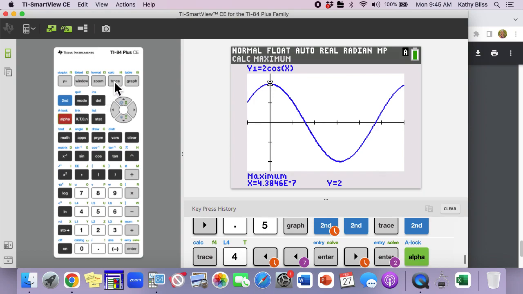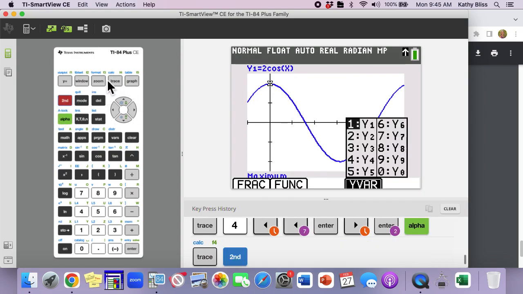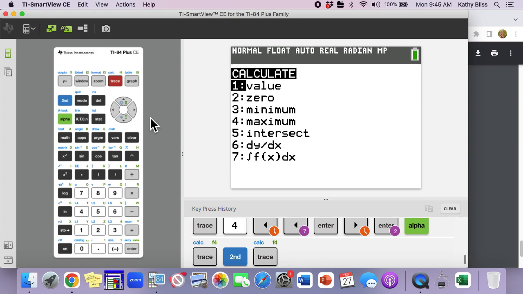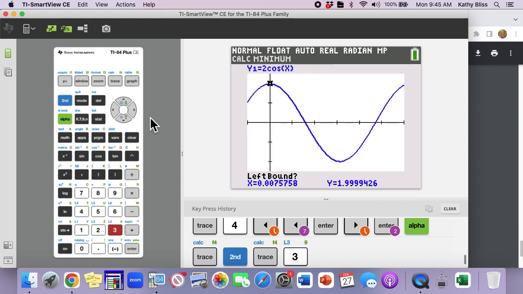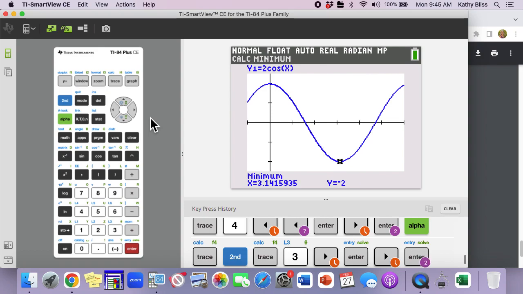And now if I want to find my minimum, second calc, and I want to find my minimum, and I'm going to go down here, enter, and then I'm going to go over here, and there you go. Do you recognize that value? That is at pi. So that's my x value, pi. So that's a way of using the calculator to find your min and your max.